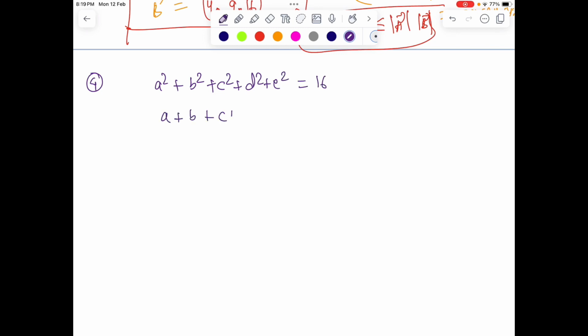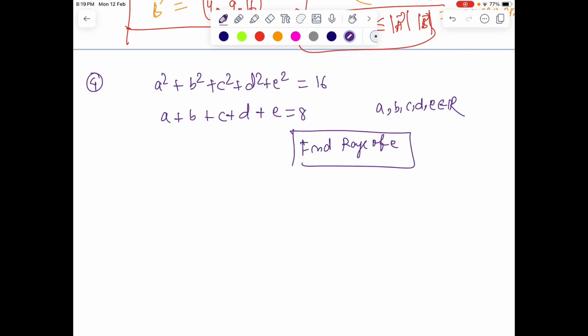This time we have a, b, c, d, e, which are real numbers, and we have the sum of squares a square plus b square plus c square plus d square plus e square equals 16, and a plus b plus c plus d plus e equals 8. All these are, needless to say, real. We have to find the range of e.